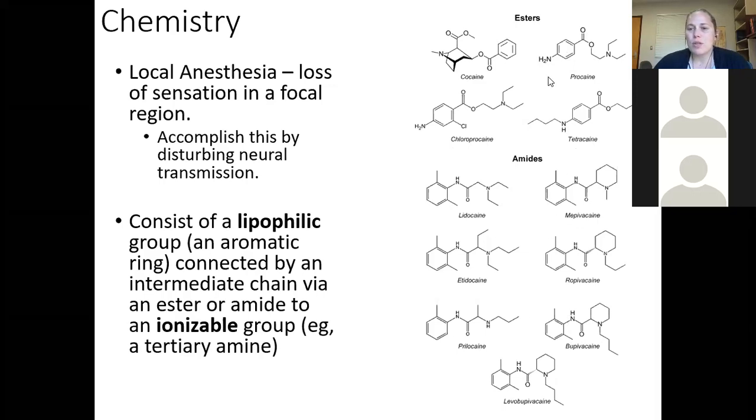We'll slowly but surely hit upon many of these drugs in this presentation, describing how they're used, some of their side effects, some of their metabolisms, and things like that. So this is just a nice general slide introducing the chemical properties and how these particular drugs are grouped.